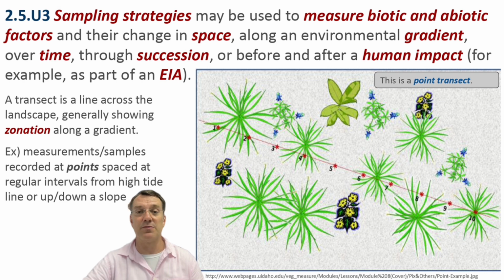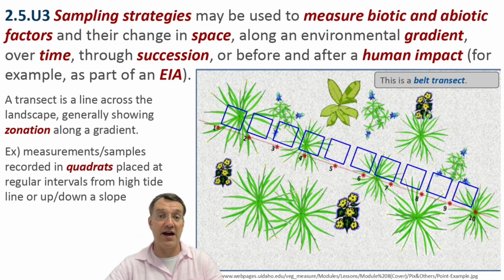Transects are another essential sampling technique, and they allow us to study how conditions change across environmental gradients. The point transect shown here records data at specific points along a line. This method is perfect for studying zonation, how species distribution changes with distance from a shore, up and down an elevation on a mountain, or along other gradual environmental transitions.